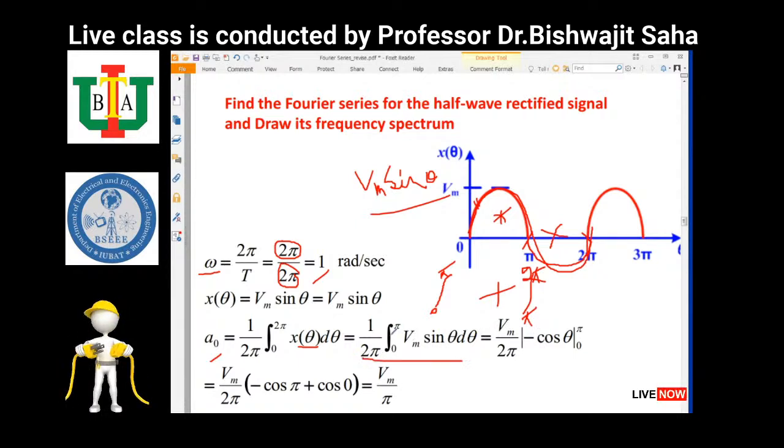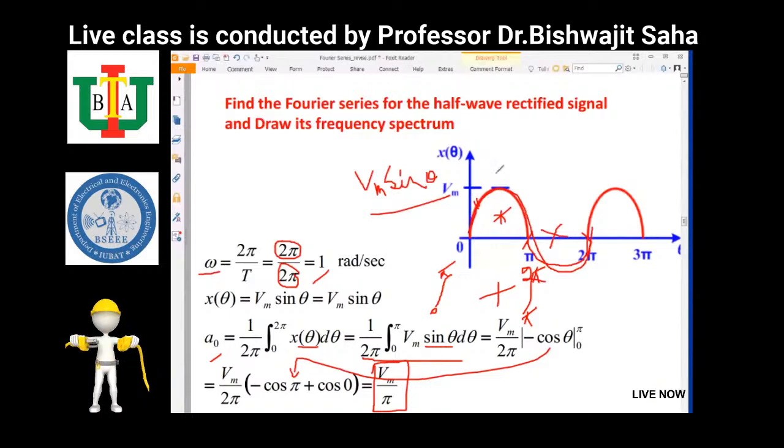Then take out Bm by twice pi, and the integral of sine theta is minus cos theta. If you put in the limits, we find that A0 is Bm by pi. So here is the trick: if Bm is 220 volt, then what will be the DC value?